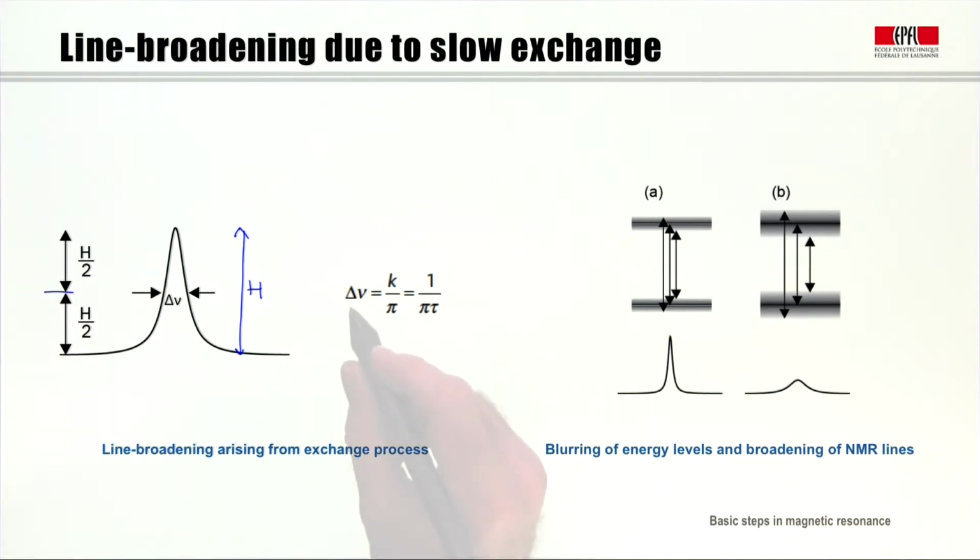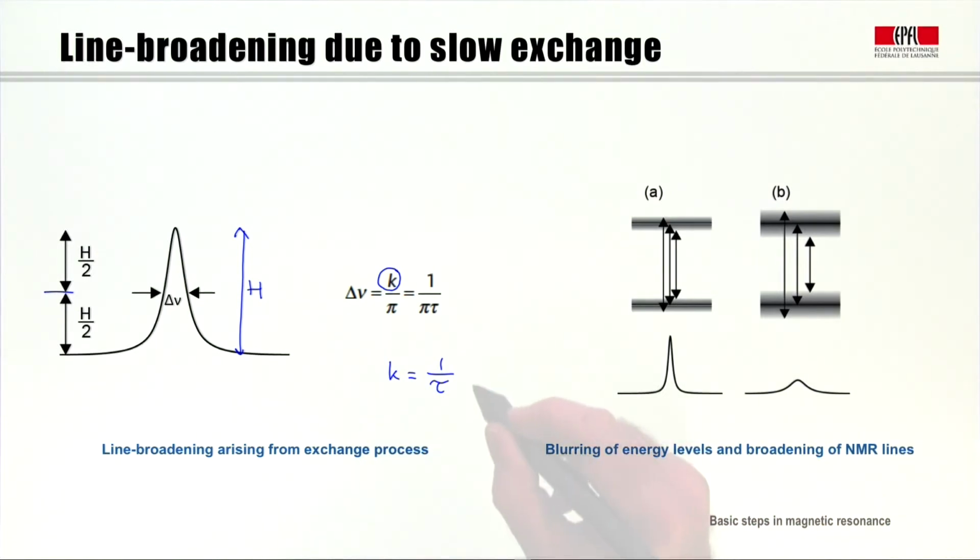Now, this quantity we call delta nu. Nu is our Greek letter that we use for frequencies, and it can be shown that the line width is simply proportional to the exchange rate k divided by the factor pi. Since the exchange rate k is nothing else but the inverse of the lifetime of a particular conformer or molecular form, we can substitute that into this equation and come to the conclusion that the line width delta nu is equal to 1 over pi times tau, tau being the lifetime.